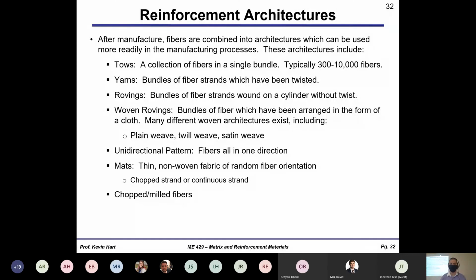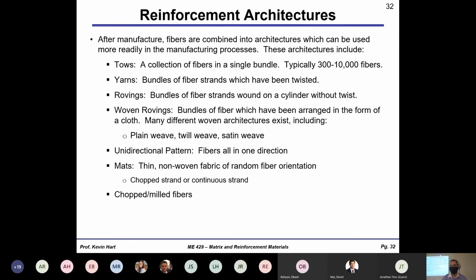So yarns are very similar to tows, except that they're woven or bundled into each other, with twist. Rovings. Rovings are bundles of fiber strands wound on a cylinder without twist. I'll show a picture of this in just a second, but imagine that fiber tow was wound onto a drum. We would call that entire winding a roving. Woven rovings are just what they sound like. A roving, that individual bundle of tows on a particular creel, that has been woven in some pattern, right? A plain weave, a twill weave, a satin weave, and so on and so forth.